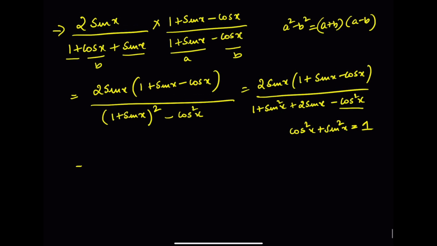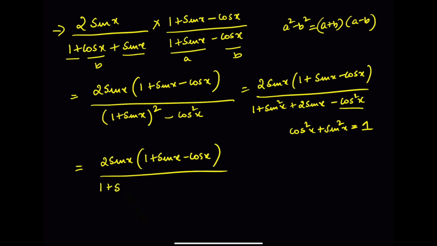So if you apply this here now, it would be 2 times sine x times 1 plus sine x minus cos x divided by, the denominator would be 1 plus sine square x plus 2 sine x, and this would be minus 1 plus sine square x, because minus cos square x is minus 1 plus sine square x.